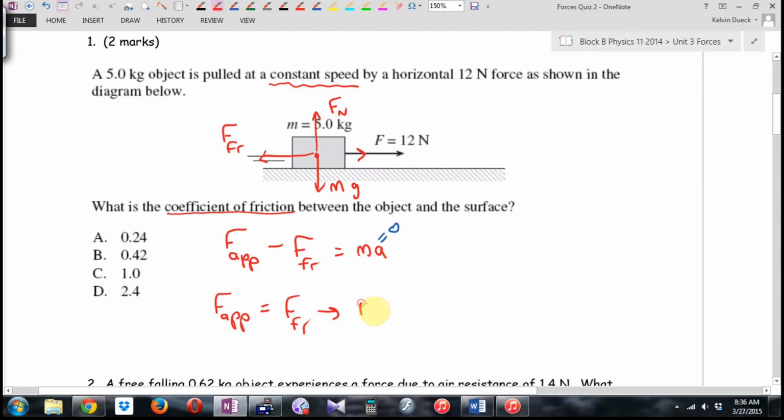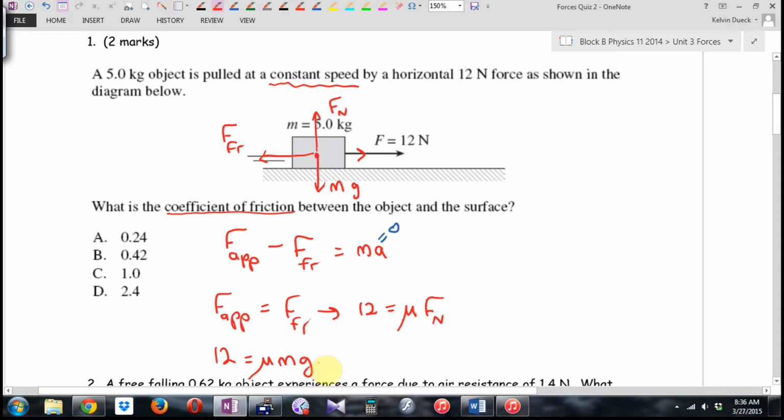The applied is 12. Friction is what times what? Mu times the normal force. I don't know the normal force. Oh, but look, I know the force is the same size as the normal force. Which force is the same size as the normal force? Gravity. So I can say this. I can say 12 equals mu mg.